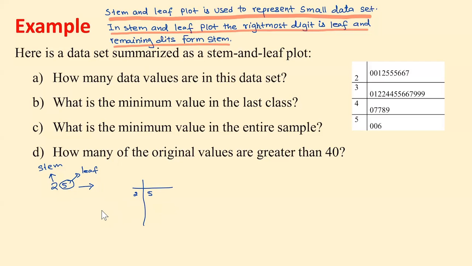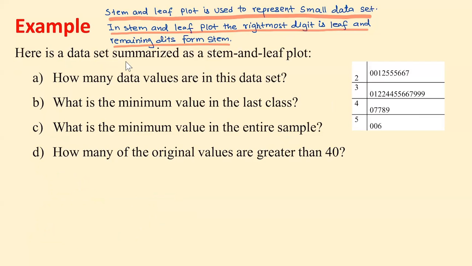If it is 312, the rightmost digit is the leaf, so it will go here. And 31, which is 3 and 1, is the stem, and it will go here. So that's how we can create the stem and leaf plot. That's the basic idea about the stem and leaf plot. Based on this fundamental knowledge, we are going to answer this question. First, we are going to read through the problem.